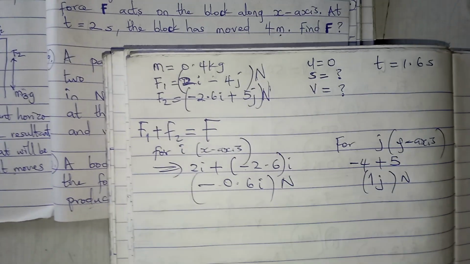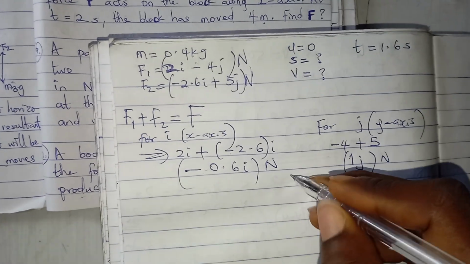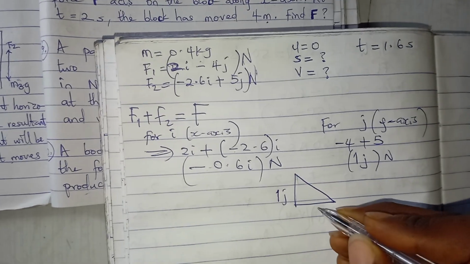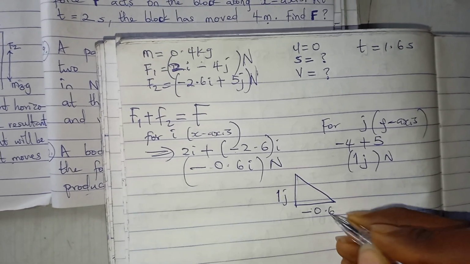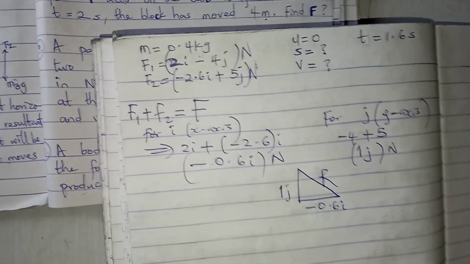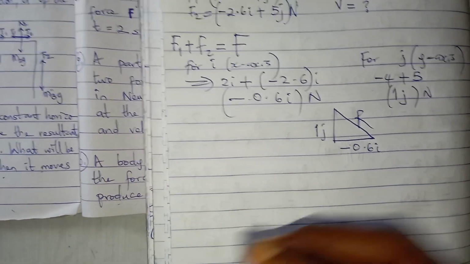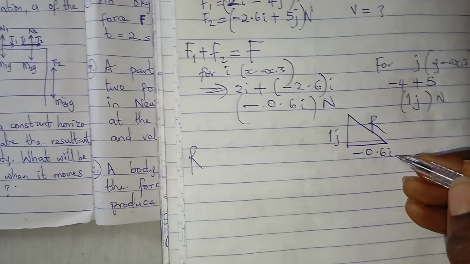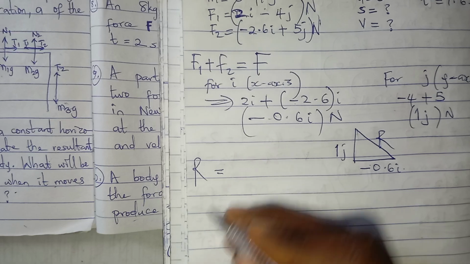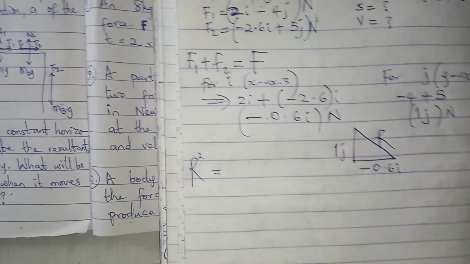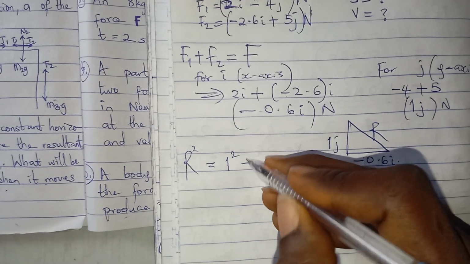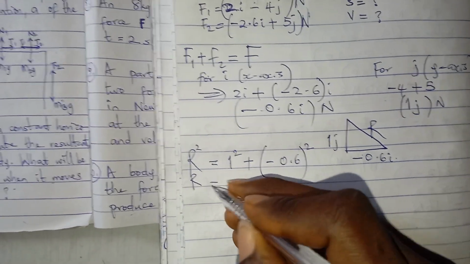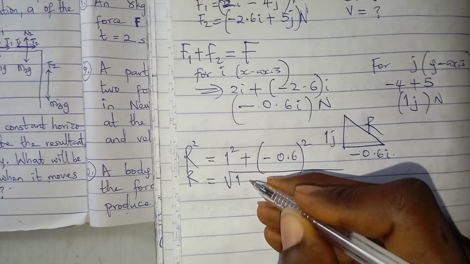And now to add I and J to find the resultant, I now have 1J, then I have minus 0.6I. The resultant will simply be R, in Newton. So R squared equals 1 squared plus minus 0.6 squared. This is going to give me R equals root of 1 squared.